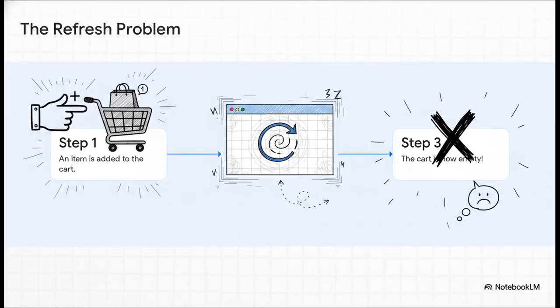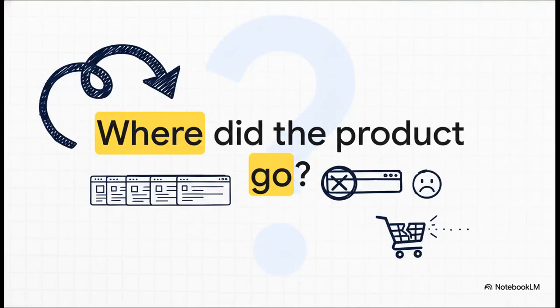And here it is, the problem in a nutshell. He adds the item, the cart icon updates to 1. Looks great. Then he hits the refresh button and boom. The cart count plummets right back down to 0. The product is just gone. It's a classic, huge bug that doesn't just annoy a user, it can totally kill a sale. So what in the world just happened?